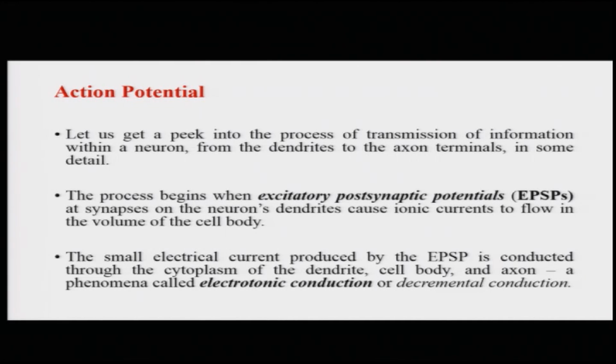Now, this process of the generation of action potential actually begins when excitatory postsynaptic potentials at synapses on the neurons' dendrites cause ionic currents to flow through the volume of the cell body. What this basically means is that at a synapse there is a presynaptic neuron and a postsynaptic neuron. Based on the electrical or chemical communication received from the presynaptic neuron, the postsynaptic neuron experiences a small ionic current that flows throughout its body. This small electrical current, referred to as the excitatory postsynaptic potential, is conducted throughout the cytoplasm of the cell from the dendrite to the cell body and the axon.